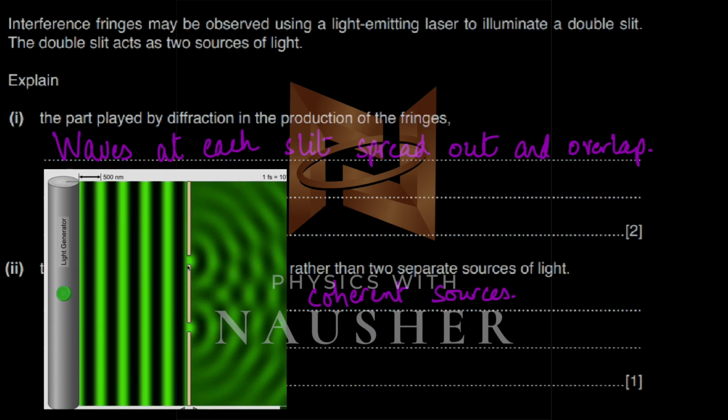So interference fringes may be observed using a light emitting laser. So let's say this is your light emitting laser, and it's used to illuminate a double slit, and the double slit acts as 2 sources of light. So what is the part played by diffraction in the production of the fringes? You know that over here, if I have a screen, I'll have a constructive and destructive interference pattern.